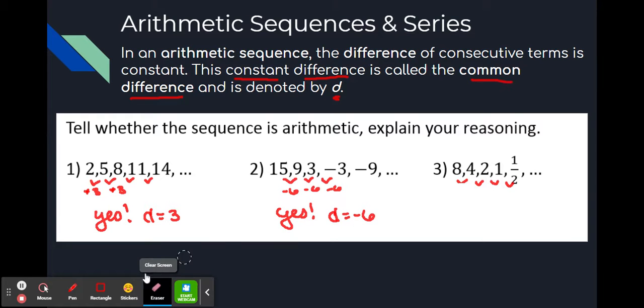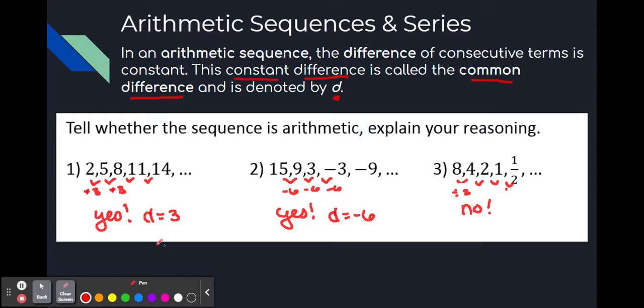But I can also see that it's dividing. If I divide by 2, 8 divided by 2 is 4. 4 divided by 2 is 2. 2 divided by 2 is 1. 1 divided by 2 is 1/2. So this is not arithmetic. It is not a constant adding or subtracting here.